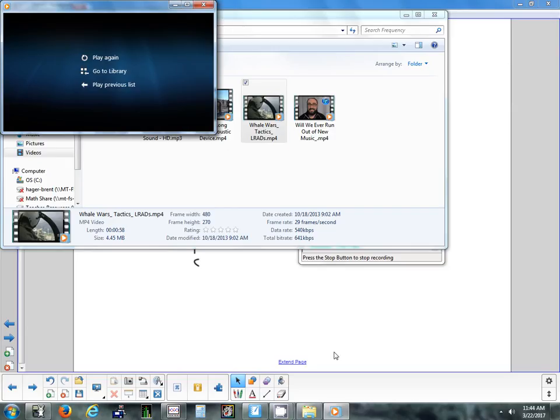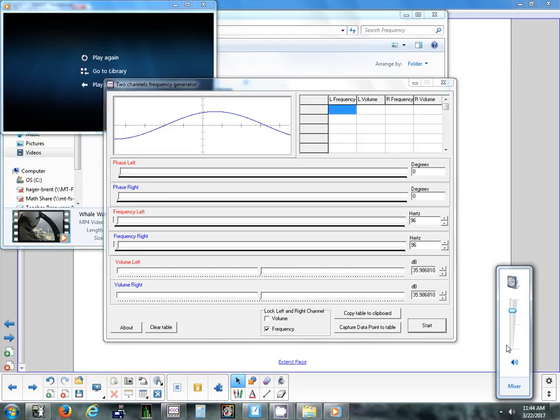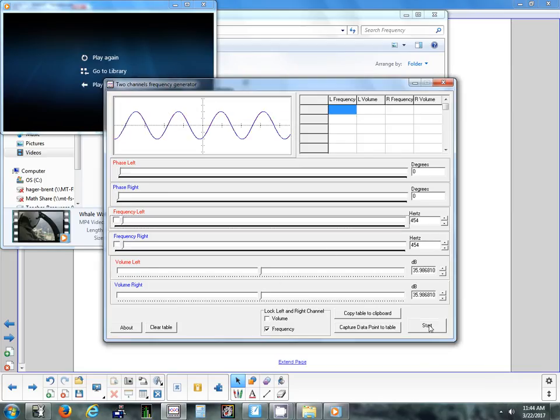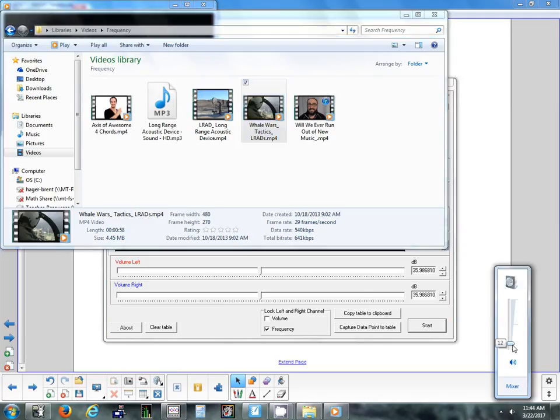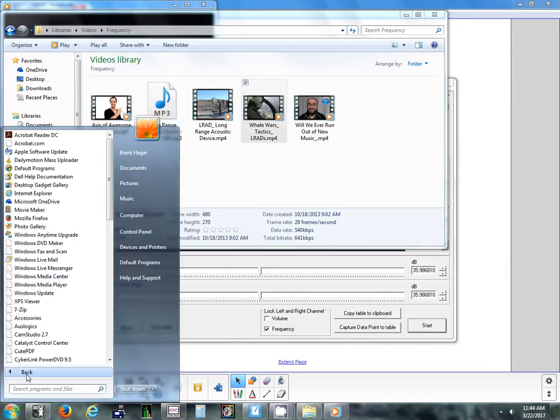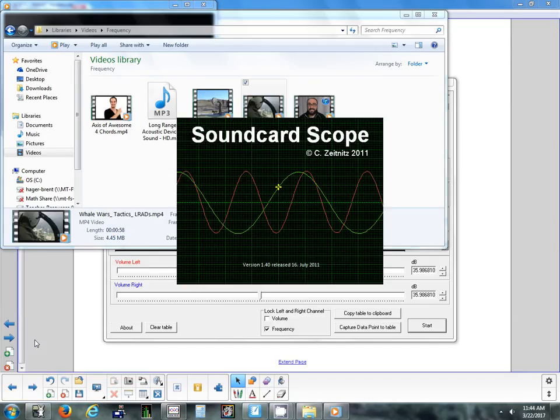So if you heard it, it's not really just like a single tone. Okay, something like this. That's just a single tone. The LRAD is actually a couple different frequencies at the same time. So if I turn it down a little bit, let's see if I can show you a picture of what the LRAD frequency looks like.